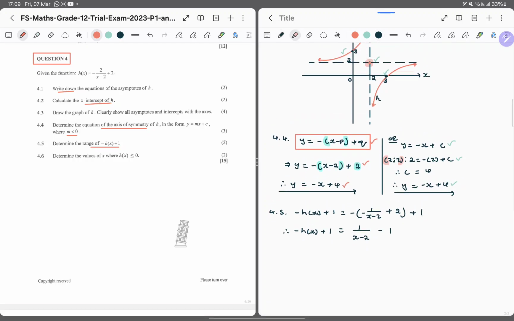So we know that the range, guys, is only limited at the horizontal asymptote. We can say therefore the range is equal to a set of y values such that y is an element of all real numbers except that y is never equal to minus 1. This is the set builder notation.